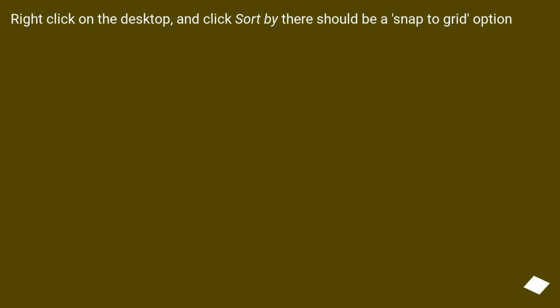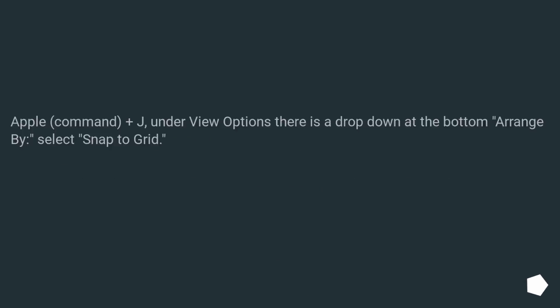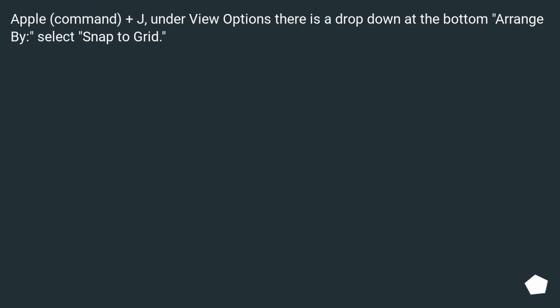Right-click on the desktop, and click Sort by. There should be a Snap to Grid option. Apple, Command, plus J. Under View Options there is a drop-down at the bottom, Arrange by. Select Snap to Grid.